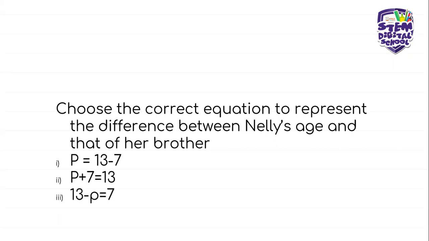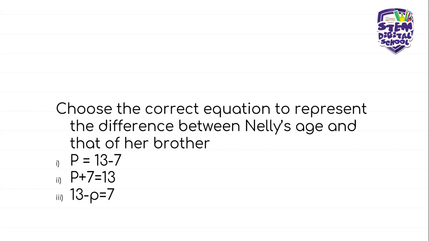And of course, if you take P to the right-hand side, it will change the sign, it will be positive. And if you take 7 from the right-hand side to the left-hand side, it will change the sign, it will be 13 minus 7. So that equation as well is correct. So you can choose any of the above. So any of those equations will be correct. So there are different ways of writing these equations.